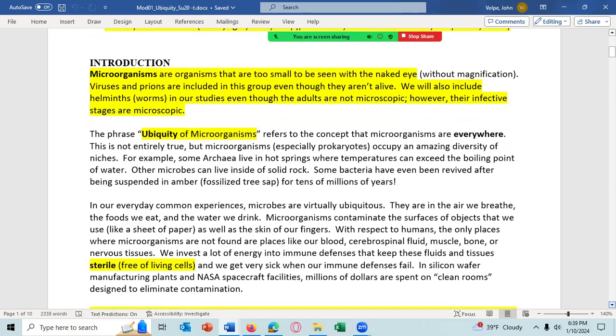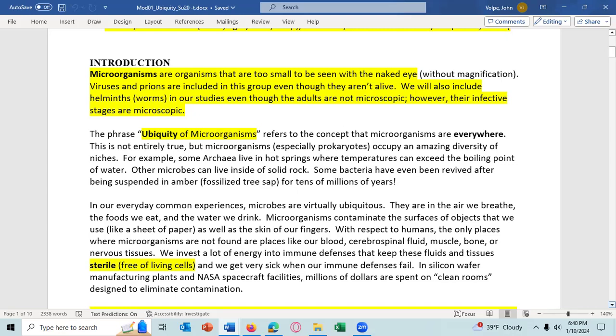Microorganisms are organisms that are too small to be seen with the naked eye. This does include viruses and prions, although they are not organisms. And they are in this group, even though they're not exactly alive and they're not cellular. We'll also include helminths, worms, in our studies, even though the adults are not usually microscopic. However, their infective stages of the worms are microscopic.